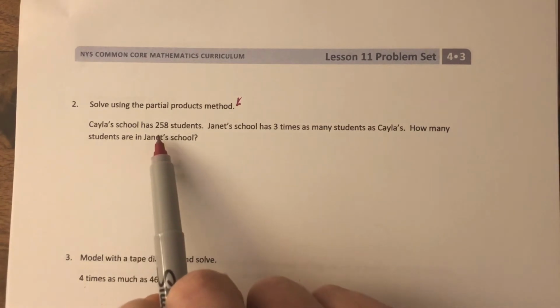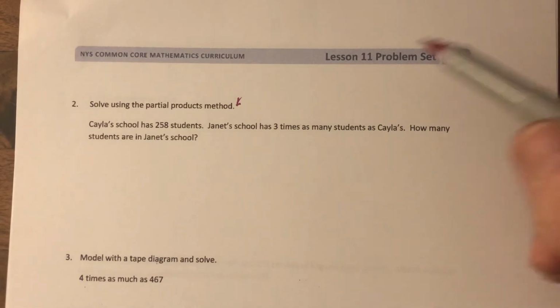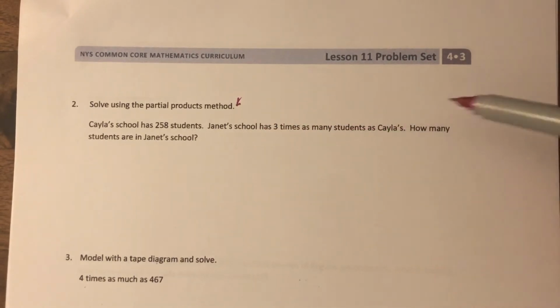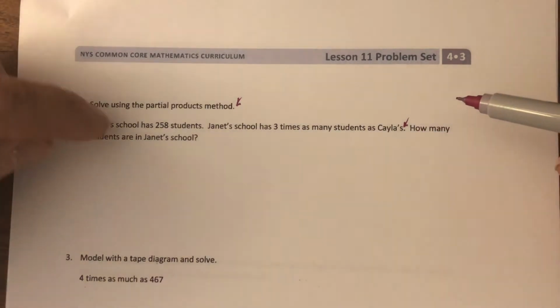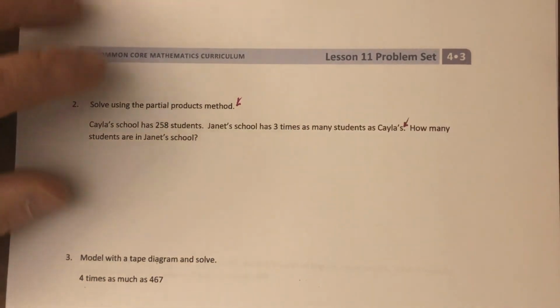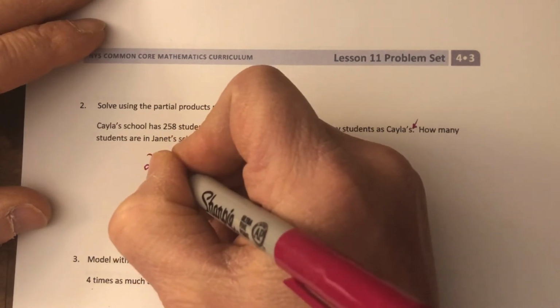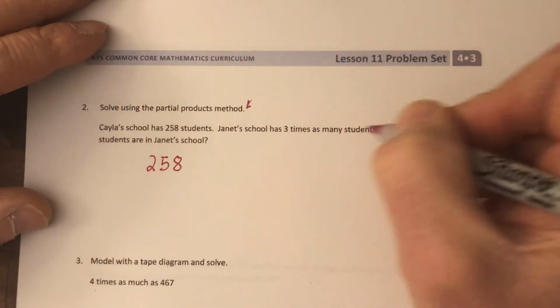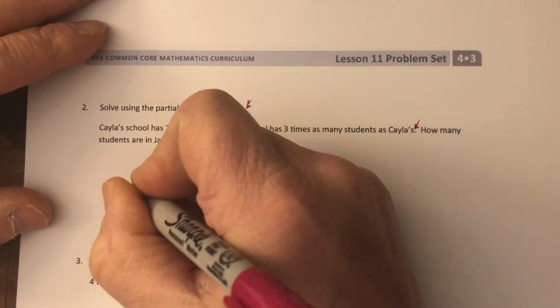So Kayla's school has 258 students, period, stop. It's a small school. Janet's school has 3 times as many students as Kayla's. Okay, yeah, I can see that. So our school probably has 3 times as many as Kayla's as well. How many students are in Janet's school? All right, so we have to take Kayla's and multiply it by 3, right? So we're gonna solve this using the partial products method. So I have 258 in Kayla's school, and Janet has 3 times that amount.